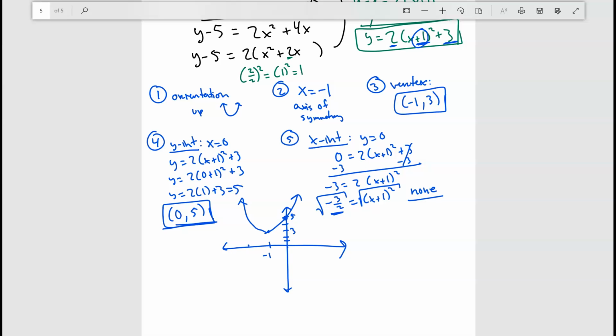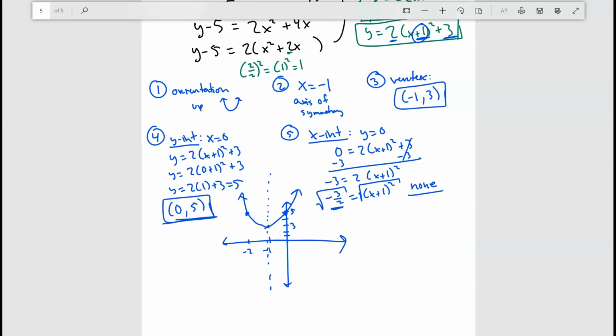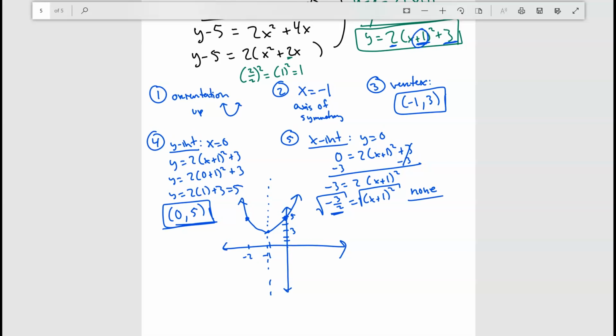And if you really wanted to plot another point, like negative 2, because this is the axis of symmetry right here at x equals negative 1, 1 unit over from 5, that means that should also be a 5. So just by symmetry. Okay, that's basically all there is to it. We'll do more problems in the next video.